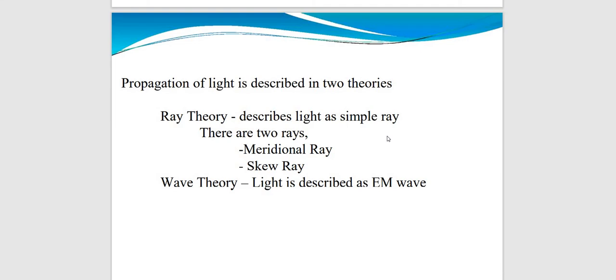The propagation of light is described by two theories, known as the ray theory and wave theory. In the ray theory, rays are transmitted by two methods known as meridional rays and skew rays. In the wave theory, light is described as electromagnetic waves. In the next video, we will discuss the propagation of light in terms of meridional rays and skew rays.